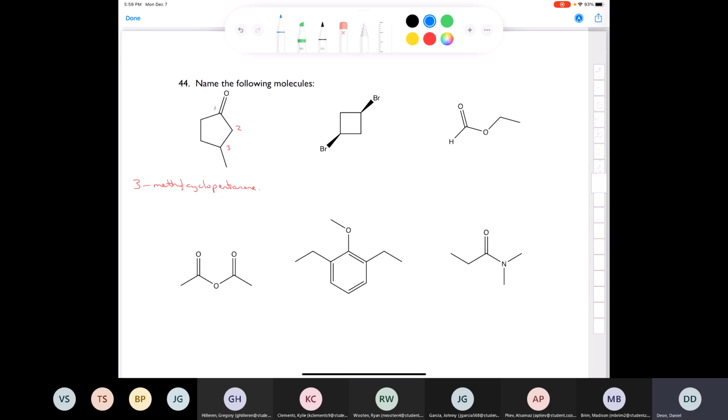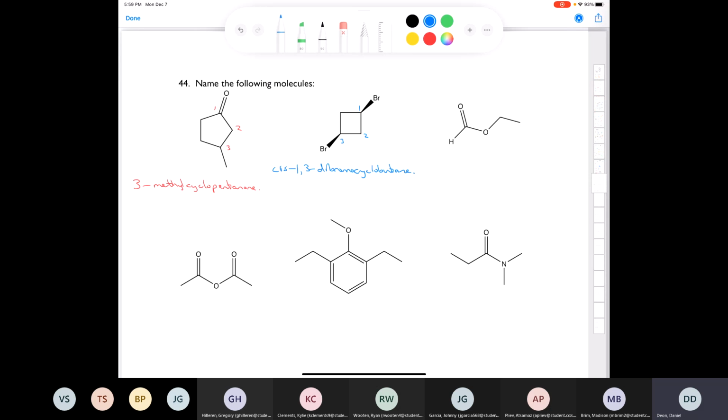The next one is some kind of cyclobutane. If you number it 1, 2, 3, it's a 1,3-dibromo cyclobutane. And if we add one other thing to that, both of these bromines are on the same side of the ring. And so this would be cis-1,3-dibromo cyclobutane.